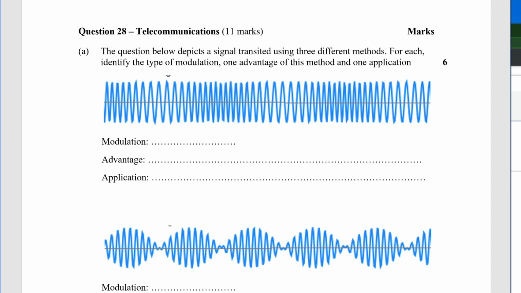Okay, so the first one here is FM. So we can see that the frequency has been varied. So we can write down frequency or FM. I will mark both of those as correct.